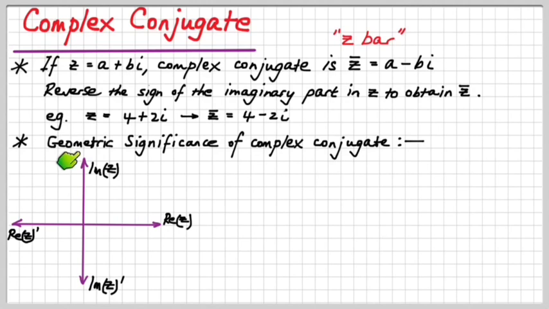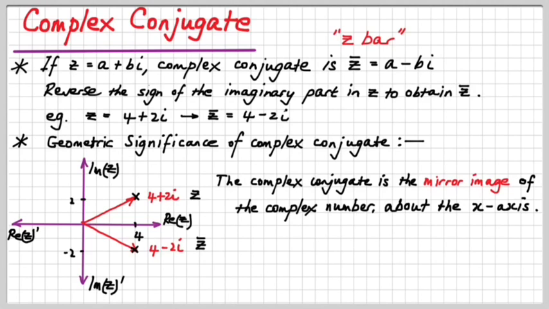Here comes the geometrical significance of the complex conjugate. Now, have a look at this. This is 4 plus 2i, and there we've got 4 minus 2i. That is the complex conjugate of this little beastie here. If this was z, this would be z bar. So you can see just by this simple little illustration here that the complex conjugate is in fact the mirror image of the complex number z about the x-axis. That's how it works, guys and gals.